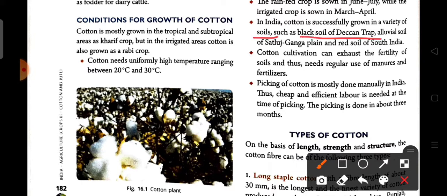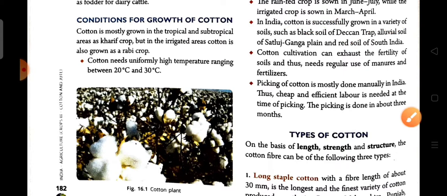The next one is, in India, cotton is successfully grown in a variety of soils, such as black soil of Deccan Trap, alluvial soil of Satluj Ganga Plain, and the red soil of South India. So here we see that cotton is successfully grown in a variety of soils: black soil, alluvial soil, and red soil of the various regions.